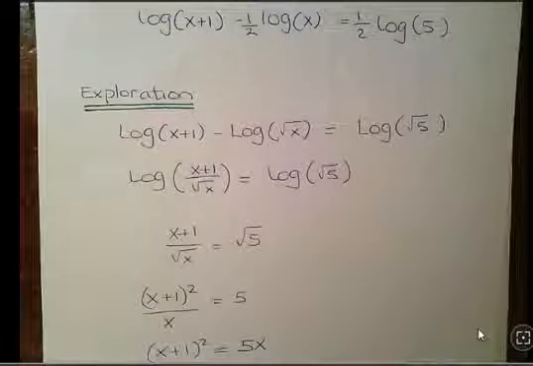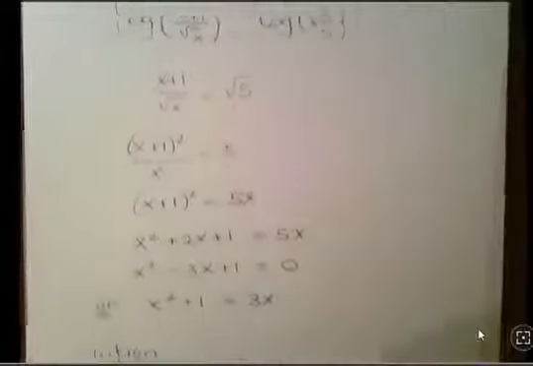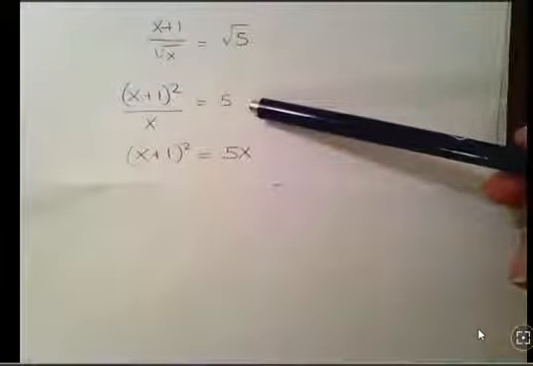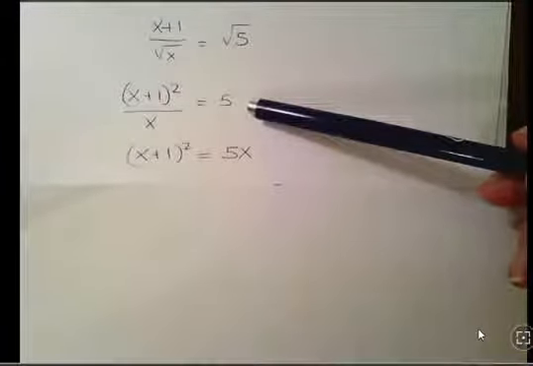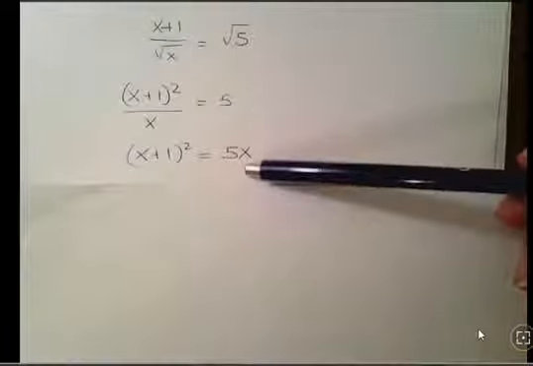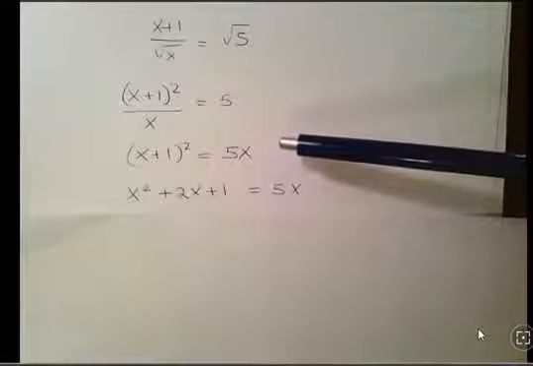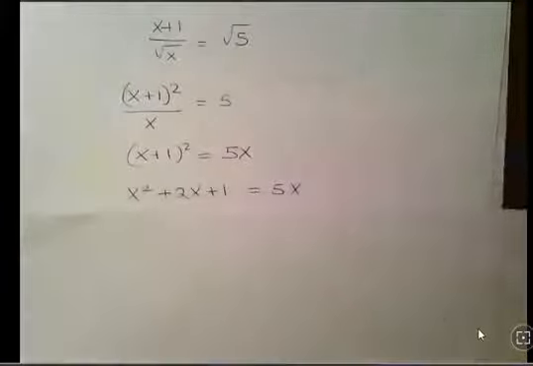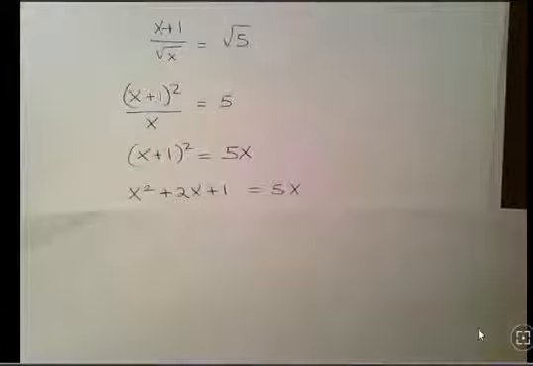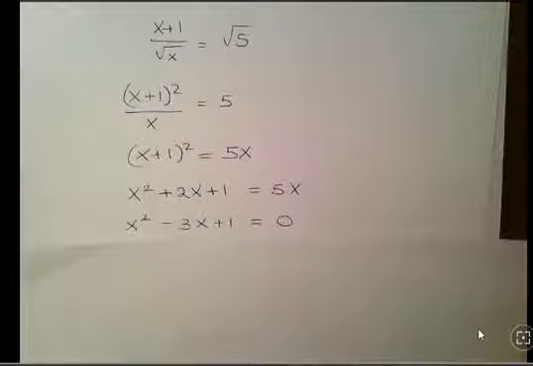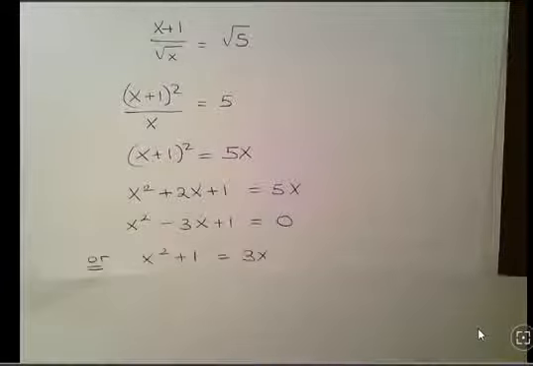Just cross multiply. Multiply both sides by x, so we have x plus 1 squared equal to 5x. When we expand x plus 1 squared, what we get is x squared plus 2x plus 1, and that is equal to 5x. So I think you can see where this is going. Subtract 5x from both sides, or actually, do you know what? Subtract 2x from both sides.